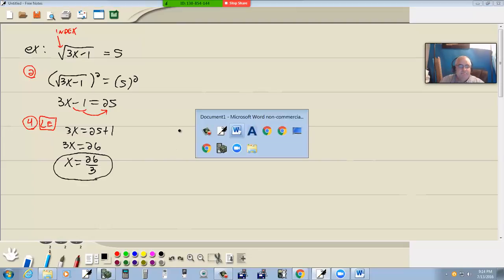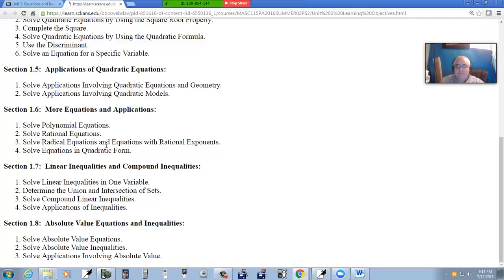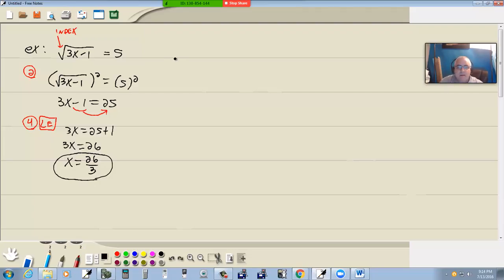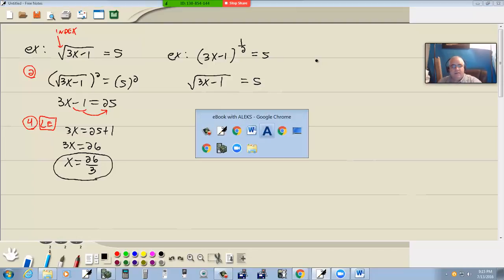Now that's radical equations. Equations with rational exponents. If you had, for example, 3x minus 1 to the 1/2 power is equal to 5, just in general, you can rewrite this as a radical. So you could rewrite that as the square root of 3x minus 1 is equal to 5, and then you solve it like you did before. I'm not going to show that.